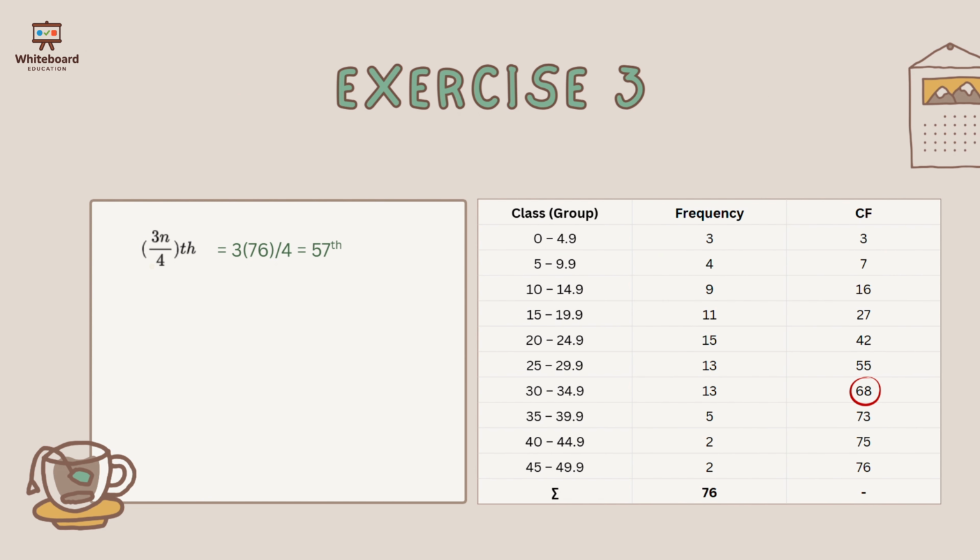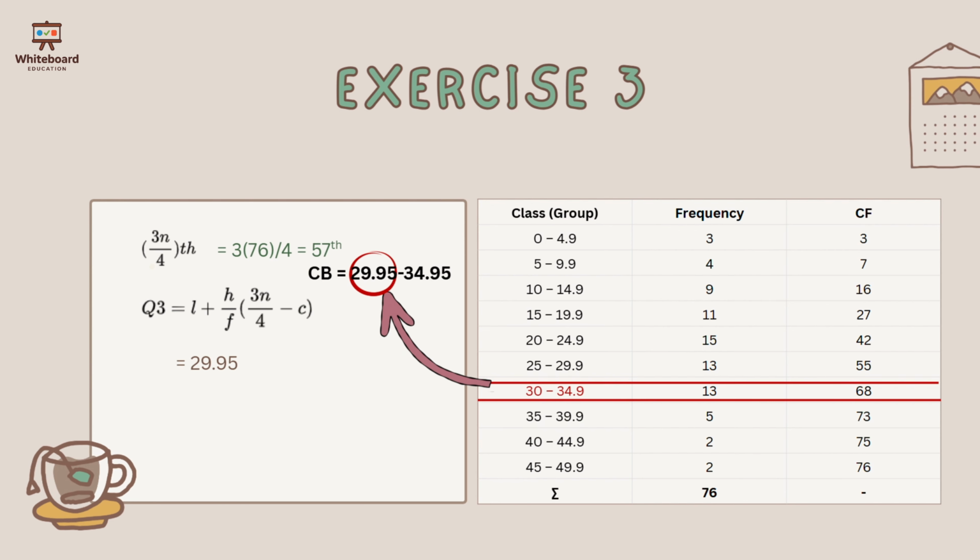3n over 4th observation is 57, so it lies in the row where the cumulative frequency is 68. Then we find the class boundary of this class to get the most accurate answers. For that we subtract 0.05 from the lower limit and add 0.05 to the upper limit. Thus the class boundary is 29.95 to 34.95. We only need the lower class boundary as L in the quartile formula.